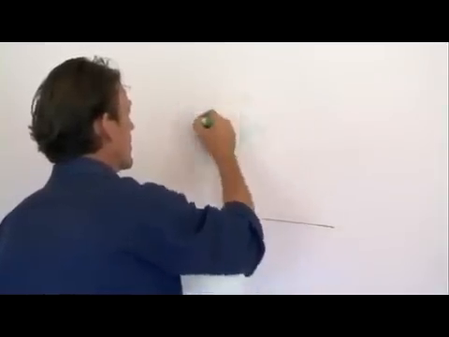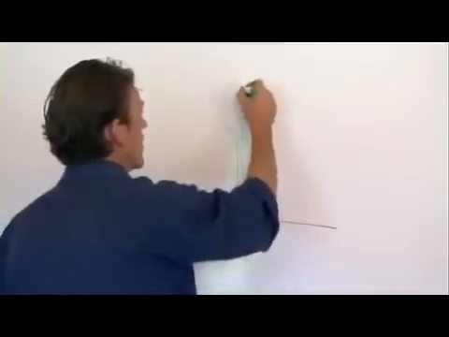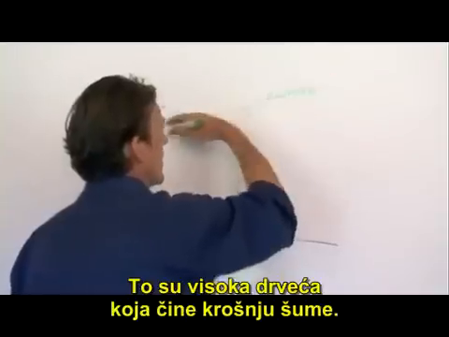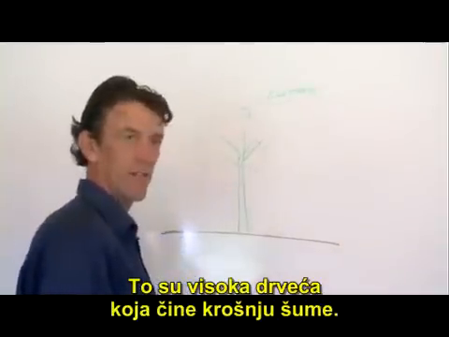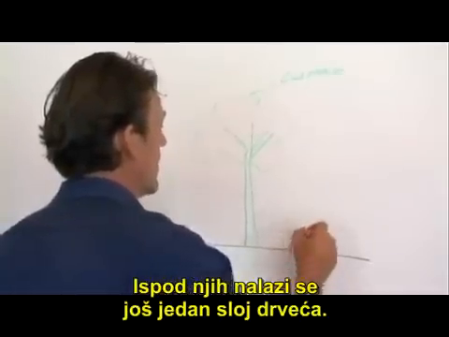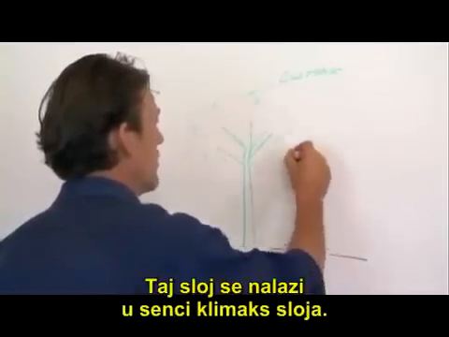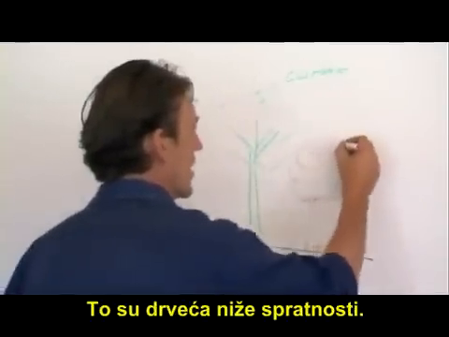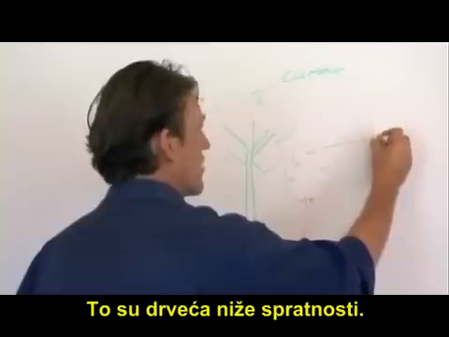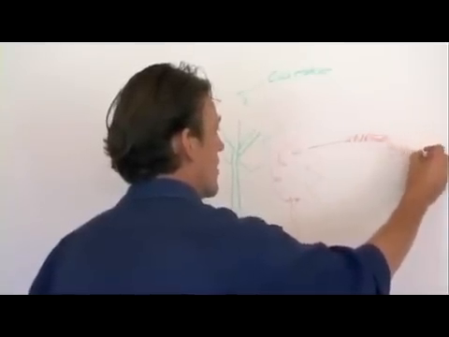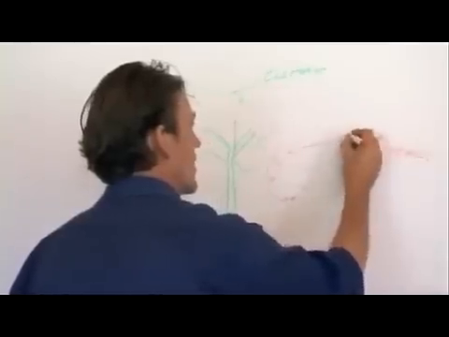So if you look at a forest, you can classify a forest initially with your climax trees. So you have a climax layer of forest. That's the canopy, that's the large trees. And then underneath those, you get another layer of trees that don't quite make it to the canopy, and they're in the shade of the climax, and these are the understory trees.